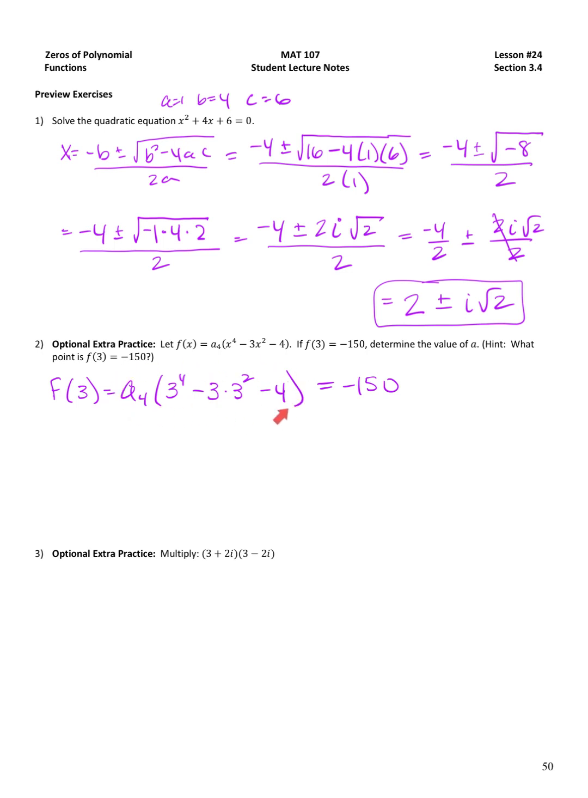So I'm going to simplify this. I have only one unknown in here. I should be able to solve for it. So 3 to the fourth is 81. 81 minus 3 times 3 squared, which is 27. 81 minus 27 minus 4 is 50. So I have a sub 4 times 50 equals negative 150. Divide both sides by 50, and I get a4 is negative 3.